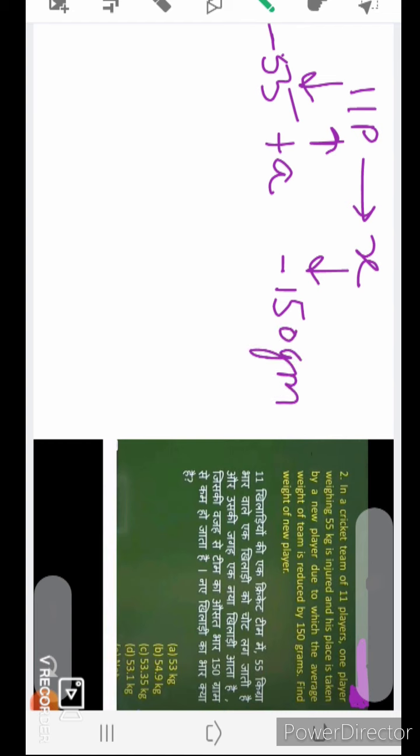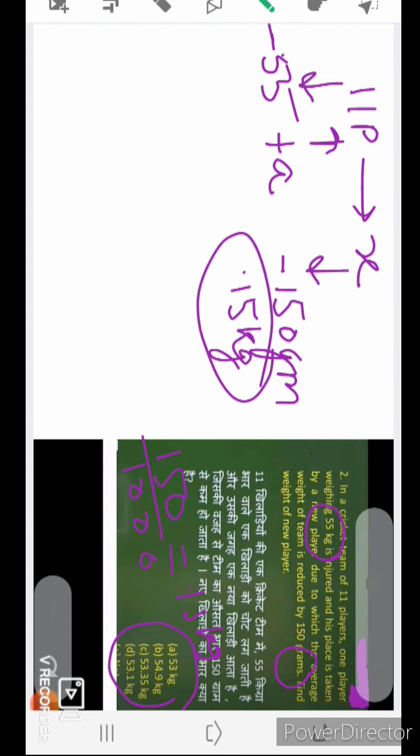Now what we have to do first is that we are seeing here this is 55 kg and this is gram. We have to convert this into kg because our answer is given in kg. So for gram, what we used to do is 150 divided by 1000. We are going to get 0.15 kg. So this is actually 0.15 kg. Okay, wait, let me rub this.